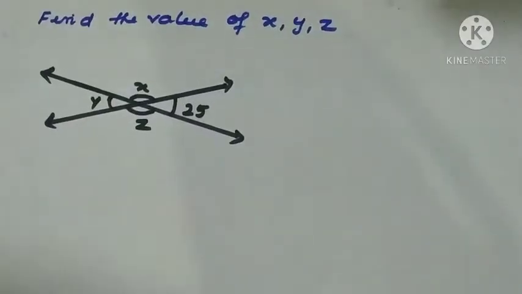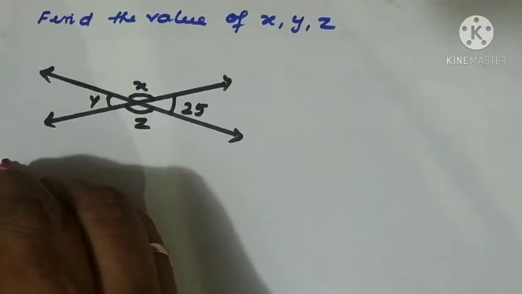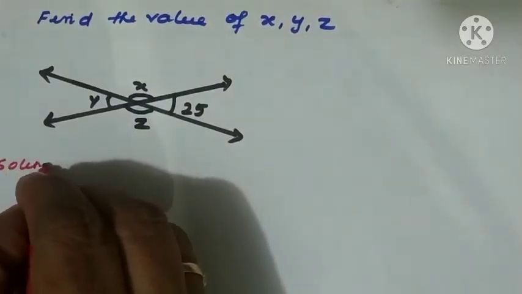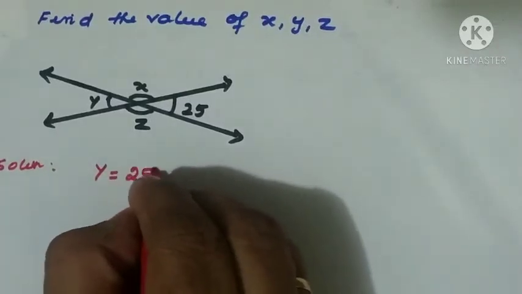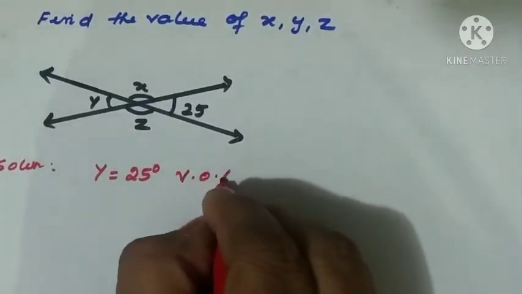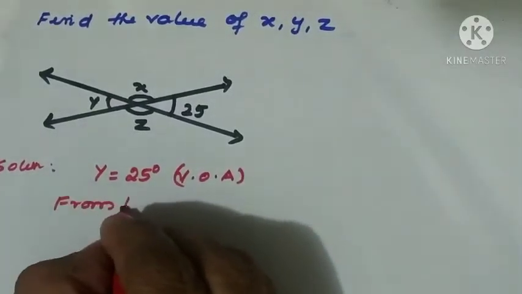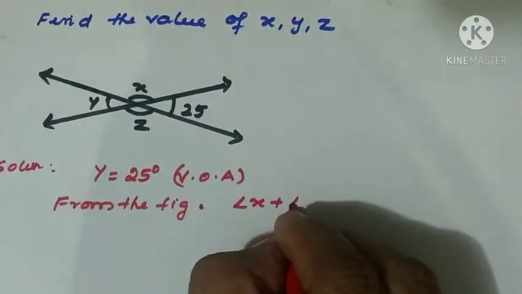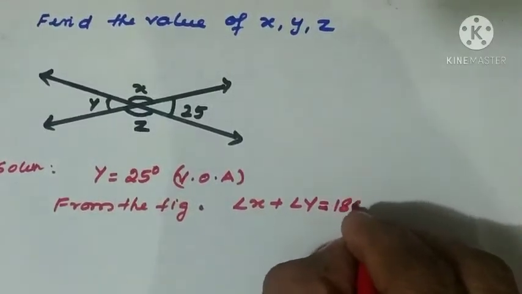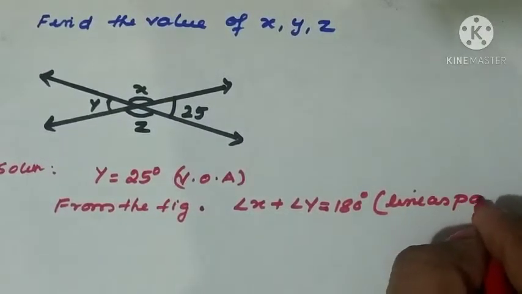Find the value of x, y, z, and one value is given in the diagram, that is 25. So how to solve this question? y equal to 25. What is the reason? We will write vertically opposite angles, right? From the figure, what we can write about x and y? Angle x plus angle y equal to 180 degree. When we are writing something, we must write the reason also there: linear pair.